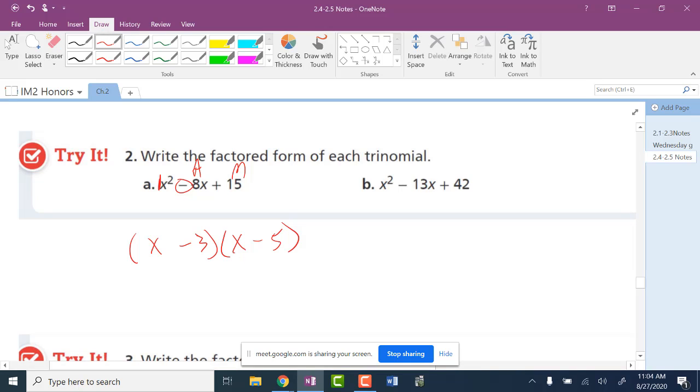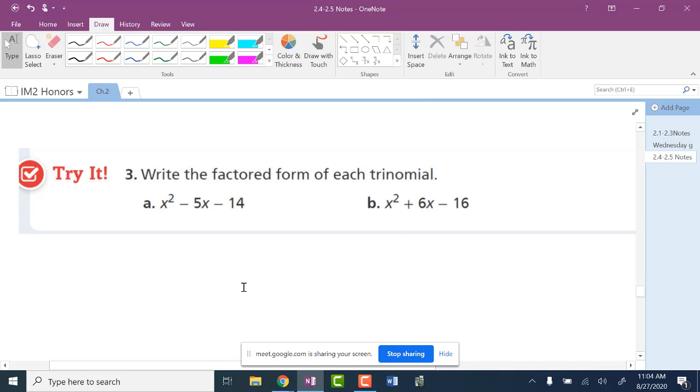Then the last one: when you have a negative middle term, then you need a negative and a negative. It's a good thing to think about that. And then what multiplies to 42? 7 and 6. So it's x minus 7, x minus 6. Okay? So again, this is what I talk about being numerate. 6 times 7 is 42, right? As I say that. And then the middle term is negative 7x and negative 6x, okay?